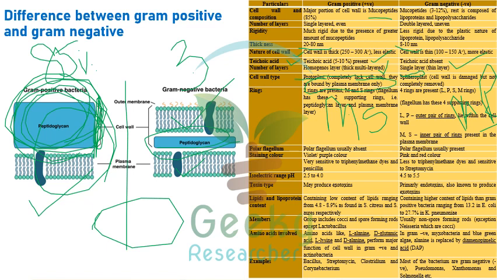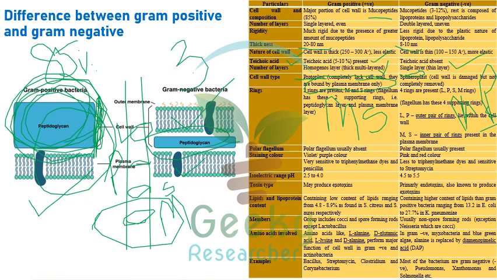I will tell you when we start a detailed explanation about all those things. So, of these four rings, in gram positive bacteria only two rings are present, M and S. In gram negative bacteria, four rings are present: M, S, L and P. The extra two rings are L and P. So in gram negative there are four rings, L, P, M and S, and in gram positive only two, M and S.